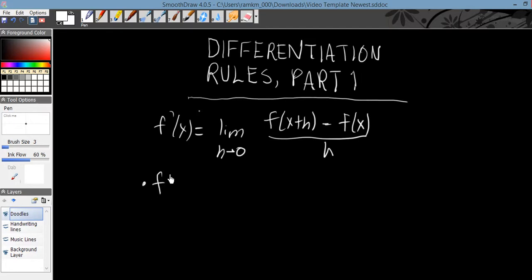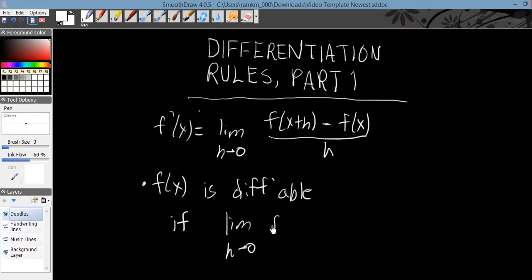Well, we'll say that a function is differentiable, just abbreviate that diffable, if this limit exists. So if the limit as h approaches 0 of f of x plus h minus f of x over h exists. And that's actually quite a deep statement, but we'll get to more on this later.